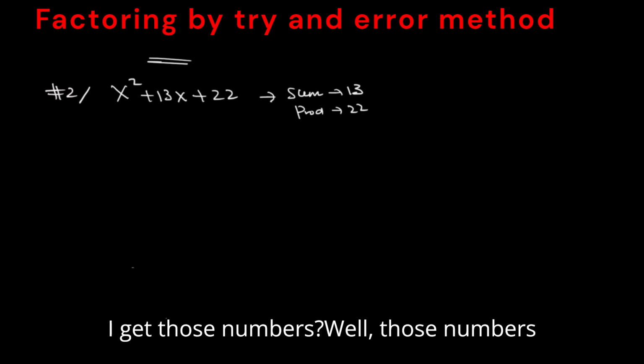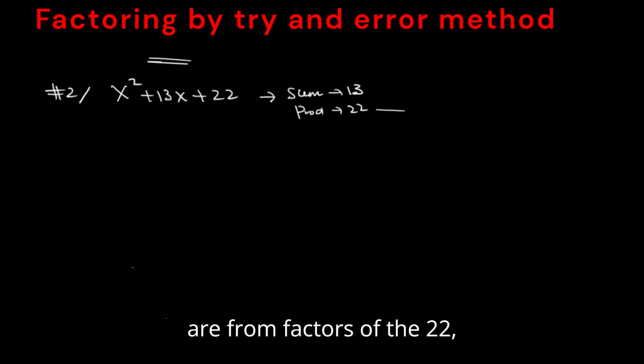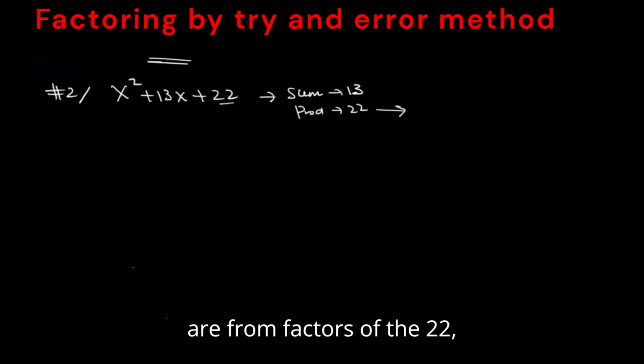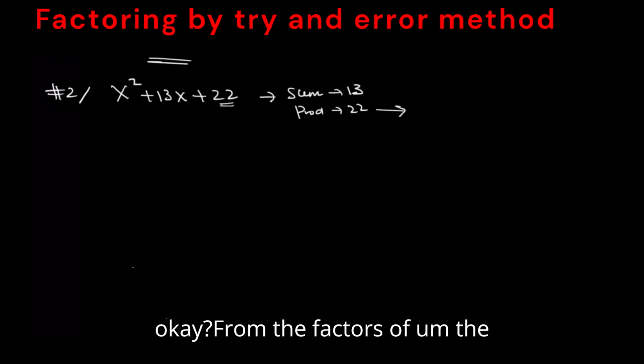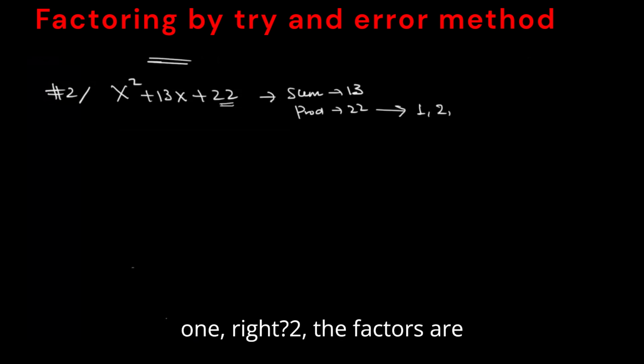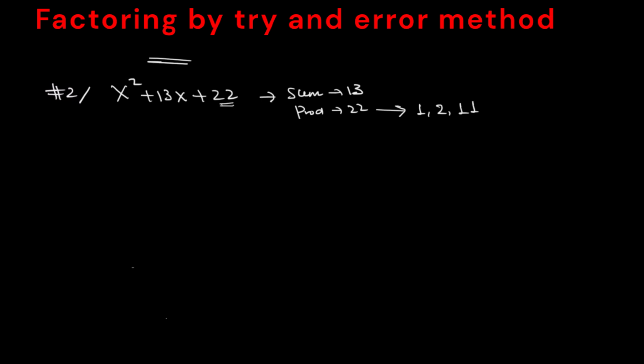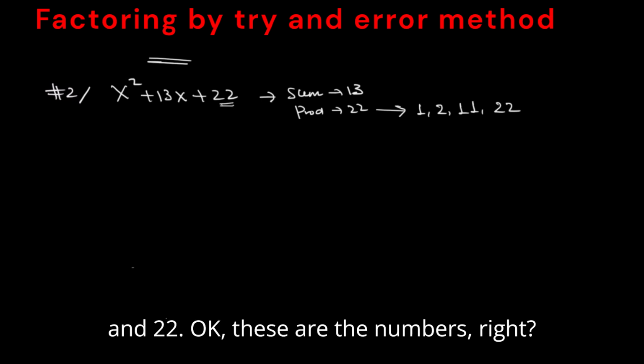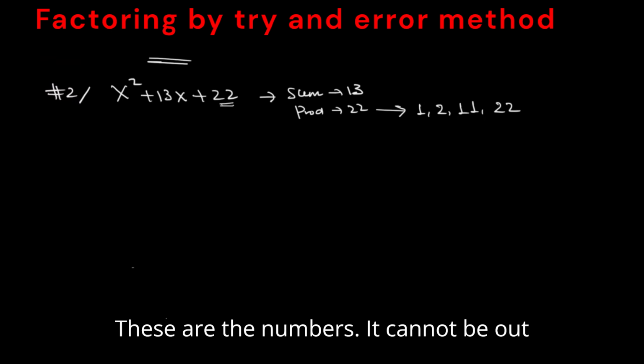So how can I get those numbers? Those numbers are from the factors of 22, the factors of the last term. The factors are 1, 2, 11, and 22. Okay, these are the numbers. It cannot be out of these numbers.